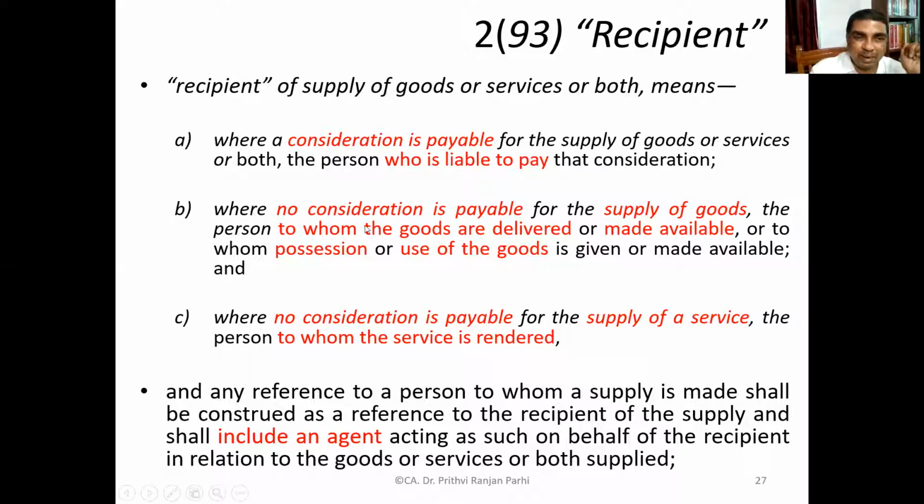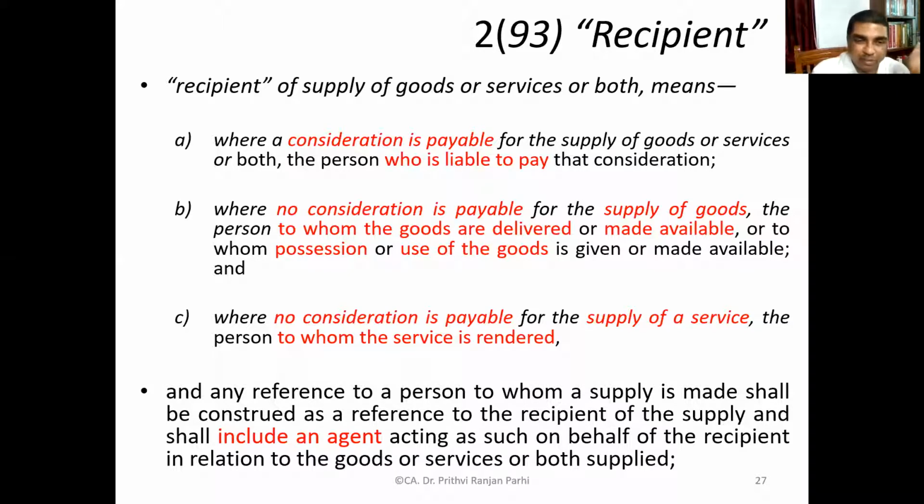As you can see, part B talks only about goods. Part A was talking about goods and services. So if consideration is not payable, the recipient is the person who is receiving the goods. And when no consideration is payable in supply of services, suppose I am going to a doctor and the doctor is giving me a free consultation, it's a service. Then the person to whom the service is rendered is the recipient. This is how recipient has been explained in this definition.